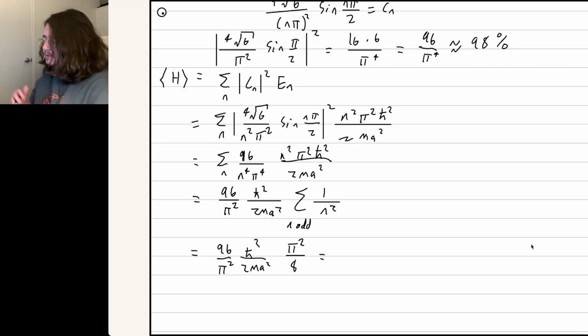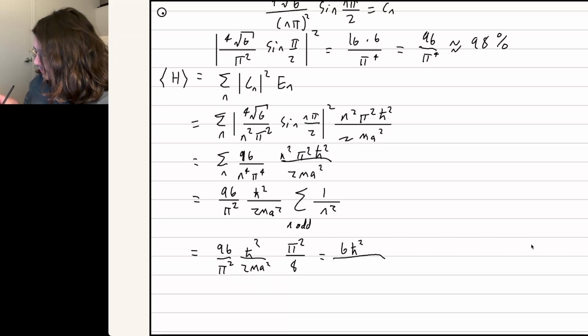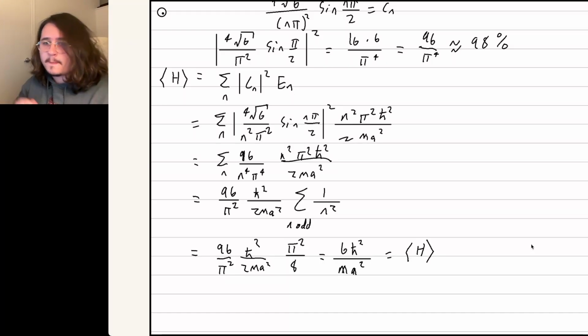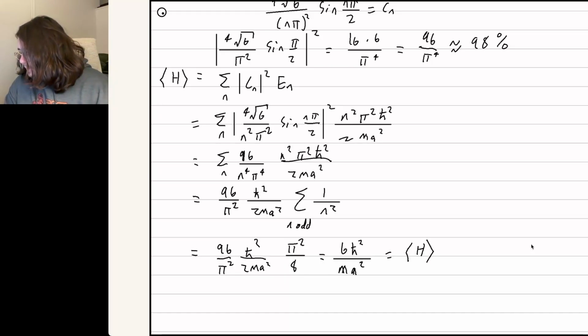Simplifying again, 96 divided by 8 and also divided by 2 will give you 6. So it's 6 h bar squared. Pi squareds will cancel out. So 6 h bar squared over ma squared is the expectation value for the energy. Okay, long problem.